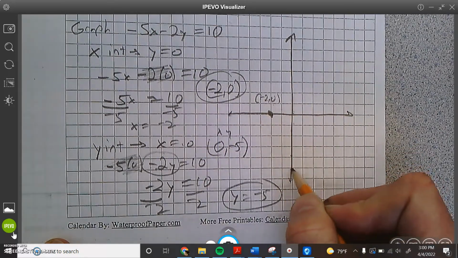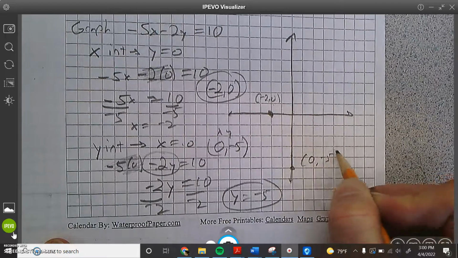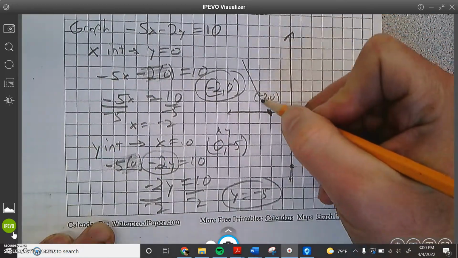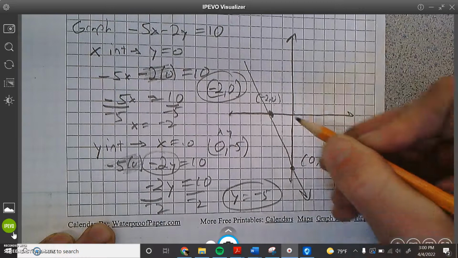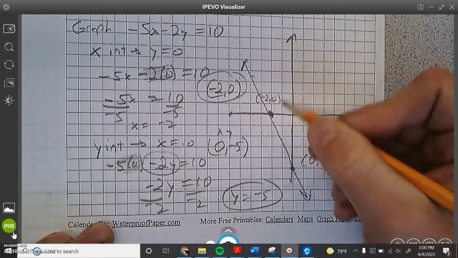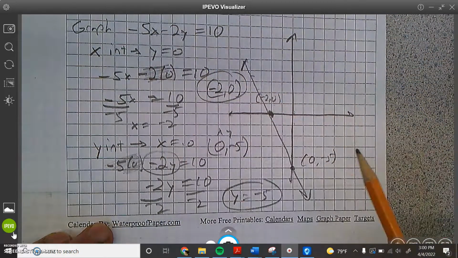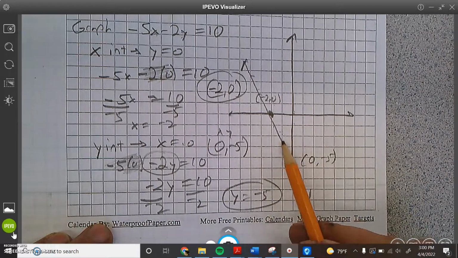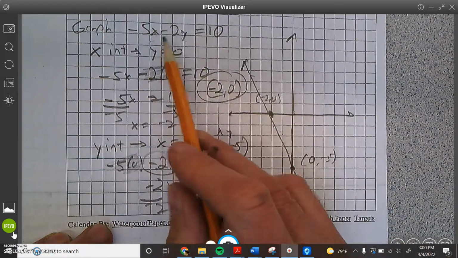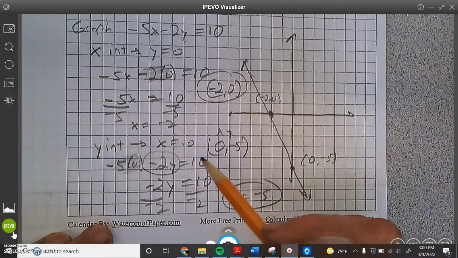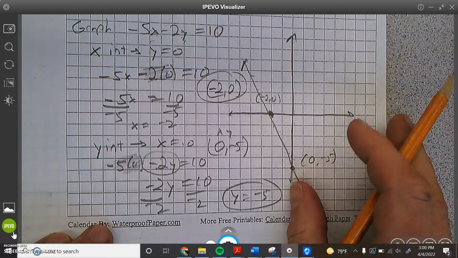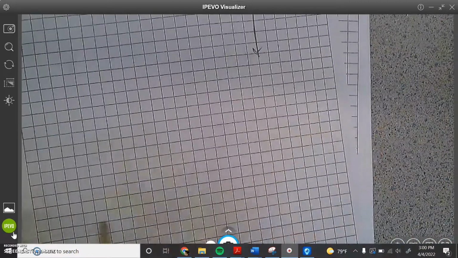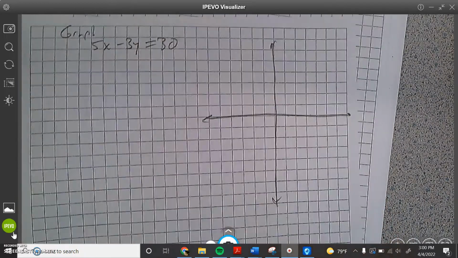1, 2, 3, 4, 5. 0, negative 5. Boom. And there is all of the solutions to that. So this line represents all of the solutions to this. So any point here, even the ones with fractions and decimals, can fit in there for x and y and get you 10. There we go. All right. One more. Try it on your own.